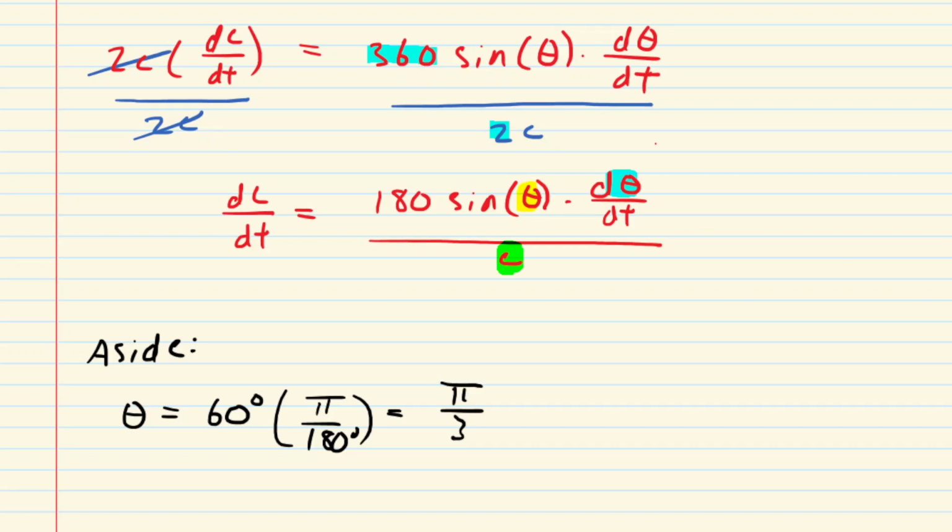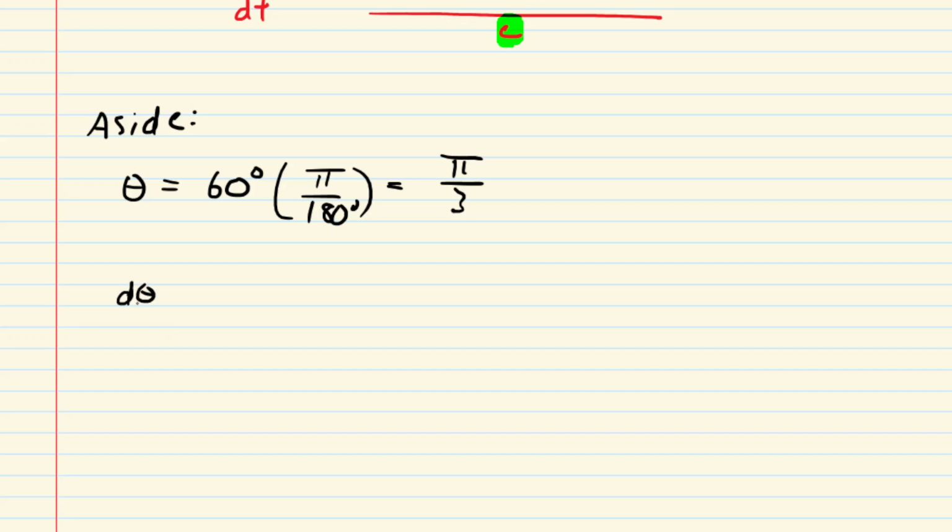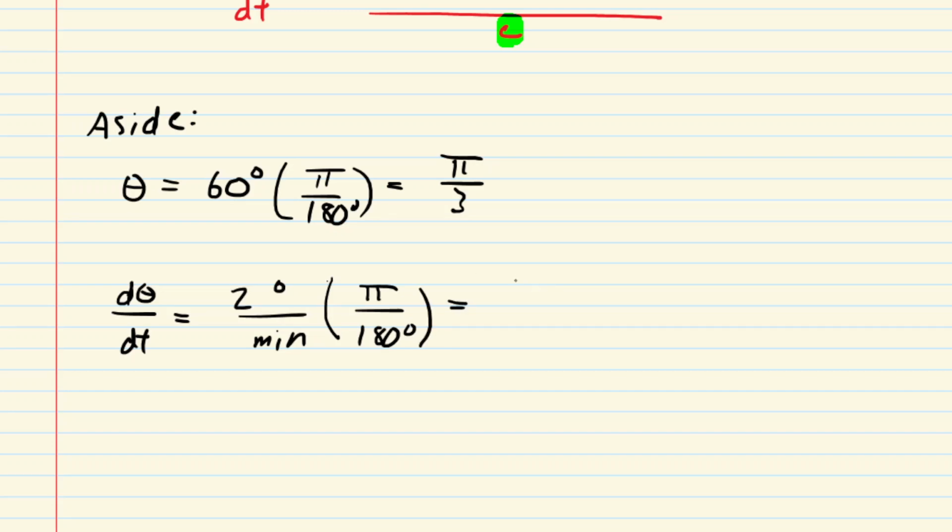Let's next look at the value of d theta dt, which was 2 degrees per minute. And we want this in radians per minute. So it's a very similar idea. To convert from degrees into radians, we have to multiply by pi radians over 180 degrees. We do that, the degrees cancel. We are left with 2 pi over 180. If we reduce that by dividing top and bottom by 2, we get pi over 90. So that would now be in the correct unit of radians per minute.